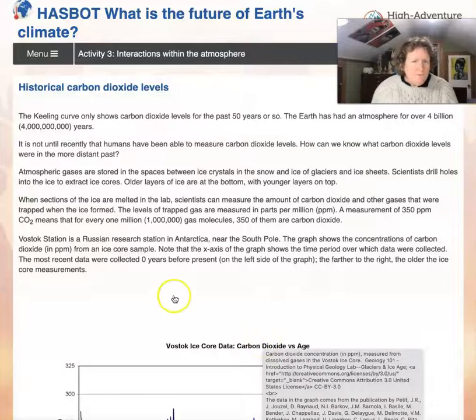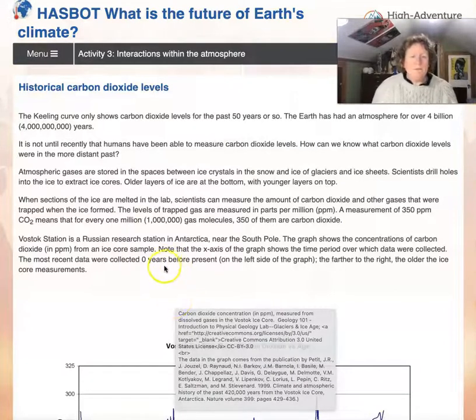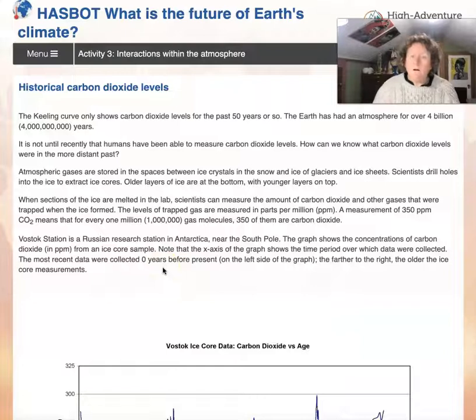So how do we figure out the carbon dioxide levels a long time ago? The Keeling curve shows us about 50 years of data. The Earth has had an atmosphere for over 4 billion years. So how do we get some data on the past? It's only recently that humans have been able to measure carbon dioxide levels. How can we know what carbon dioxide levels were in the distant past?